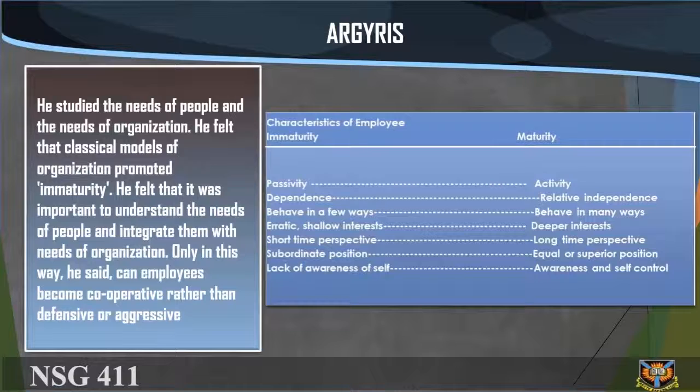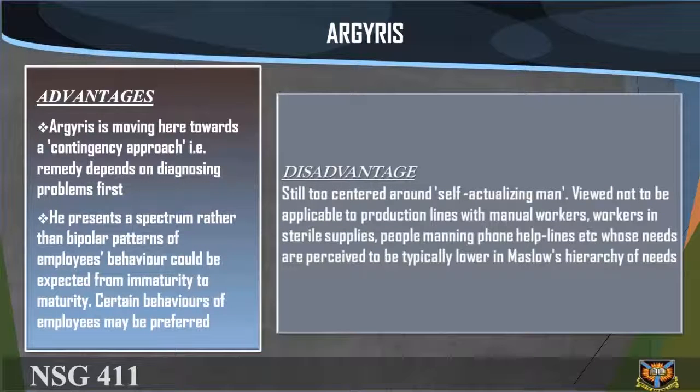awareness and self-control. Advantages: Argyris is moving here towards a contingency approach, that is, remedy depends on diagnosing problems first. It presents a spectrum rather than bipolar patterns of employees' behavior. Patterns of employees' behavior could be expected from immaturity to maturity. Certain behaviors of employees may be preferred.